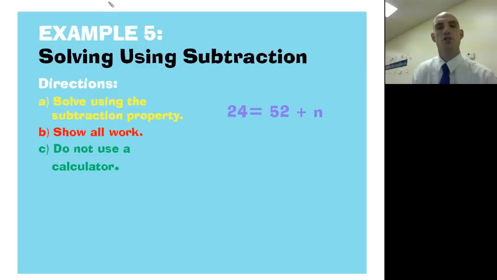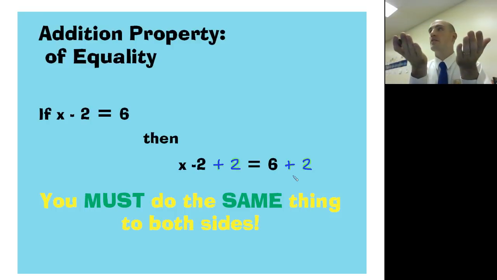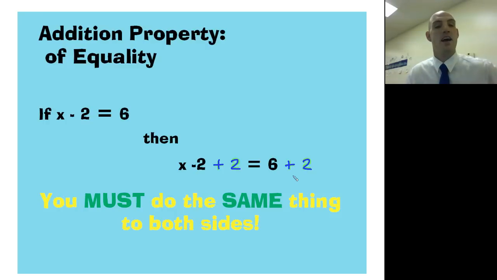Try this one on your own. You're all on your own on this one. All right, so pause it and try this one. The next thing we talk about is the addition property of equality. Much like the subtraction property of equality, it says we can do the same thing to both sides and keep the scale balanced. If you have 100 pounds of gold on this side and 100 pounds of gold on this side, if I add 5 pounds to one side, I can add 5 pounds to the other side and keep my scale balanced. Remember, you must do the same thing to both sides.